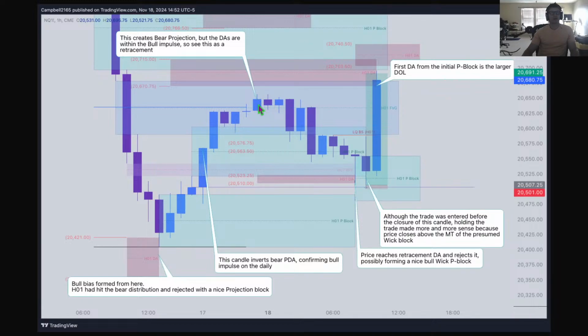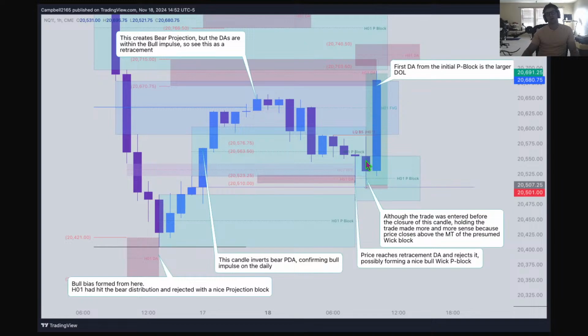You had the projection block here because this candle closed above the liquidity level, which was essentially your EQ of the range within this hourly fair value gap. And then from there, you came back down. So this one arguably was your projection block, and these are the two distribution areas off of that. So it pulled back, reached the second distribution area and rejected with a major wick.